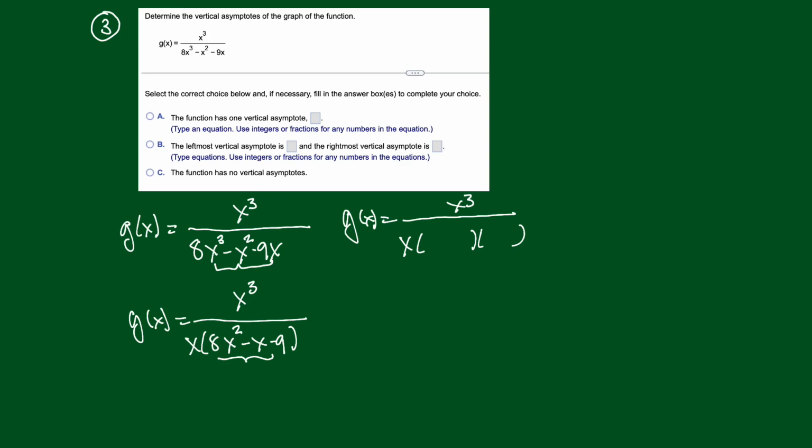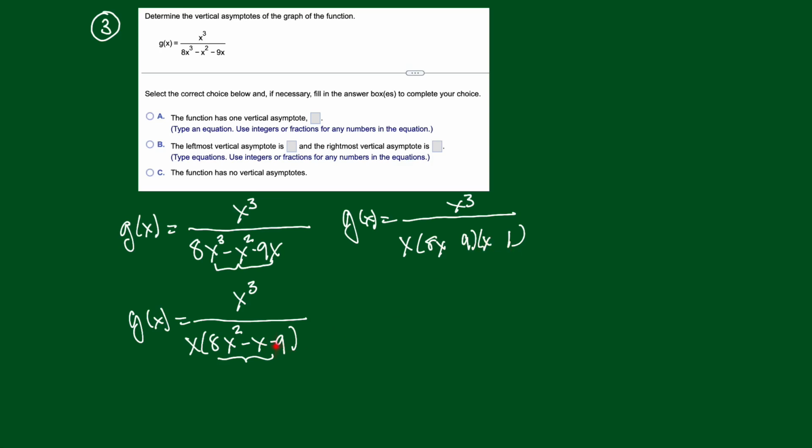And a 9 here. So I'm going to try this: 8x and an x, and then I think I'll put a 9 and a 1, because I'm thinking this is going to give me 8x and 9x. I can get a 1 out of there.